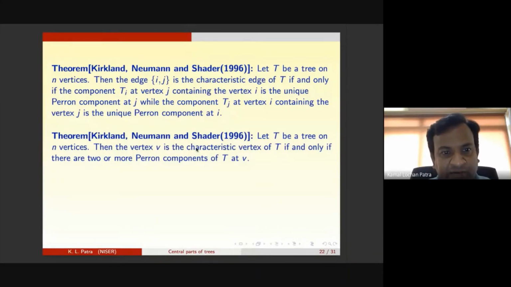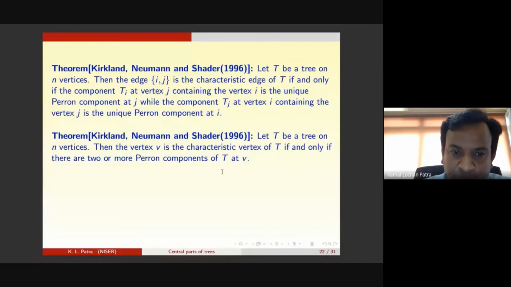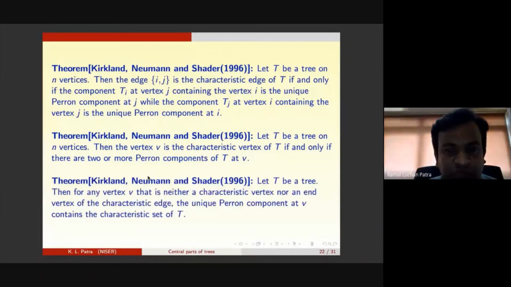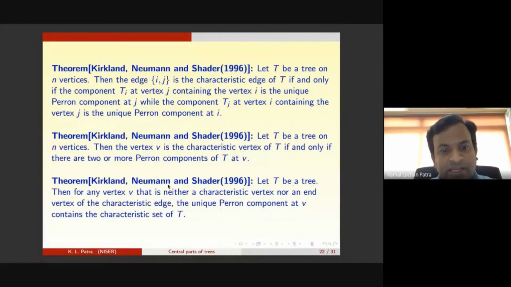If T is a tree on n vertices, a vertex V is a characteristic vertex if there are two or more Perron components associated with V. And they also proved that for any vertex V which is neither a characteristic vertex nor on a characteristic edge, there is a unique Perron component at V containing the characteristic set of T.